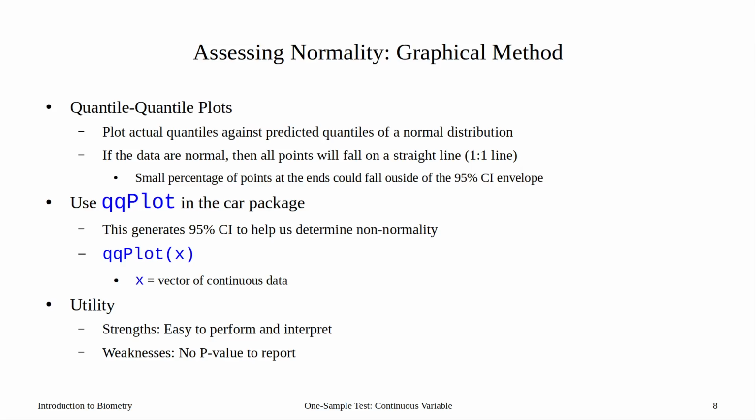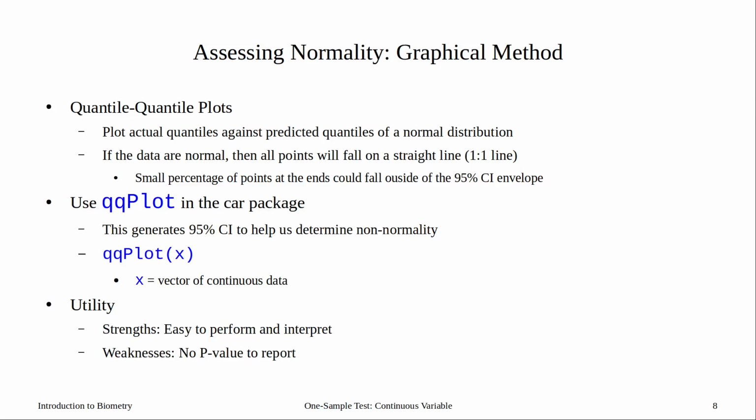Now, when we look at this, we do acknowledge that points at the end could fall off the line because we're at the extreme of our distribution, and the probability of getting those extreme values is actually pretty low. So we allow some of the endpoints to fall outside of this line.